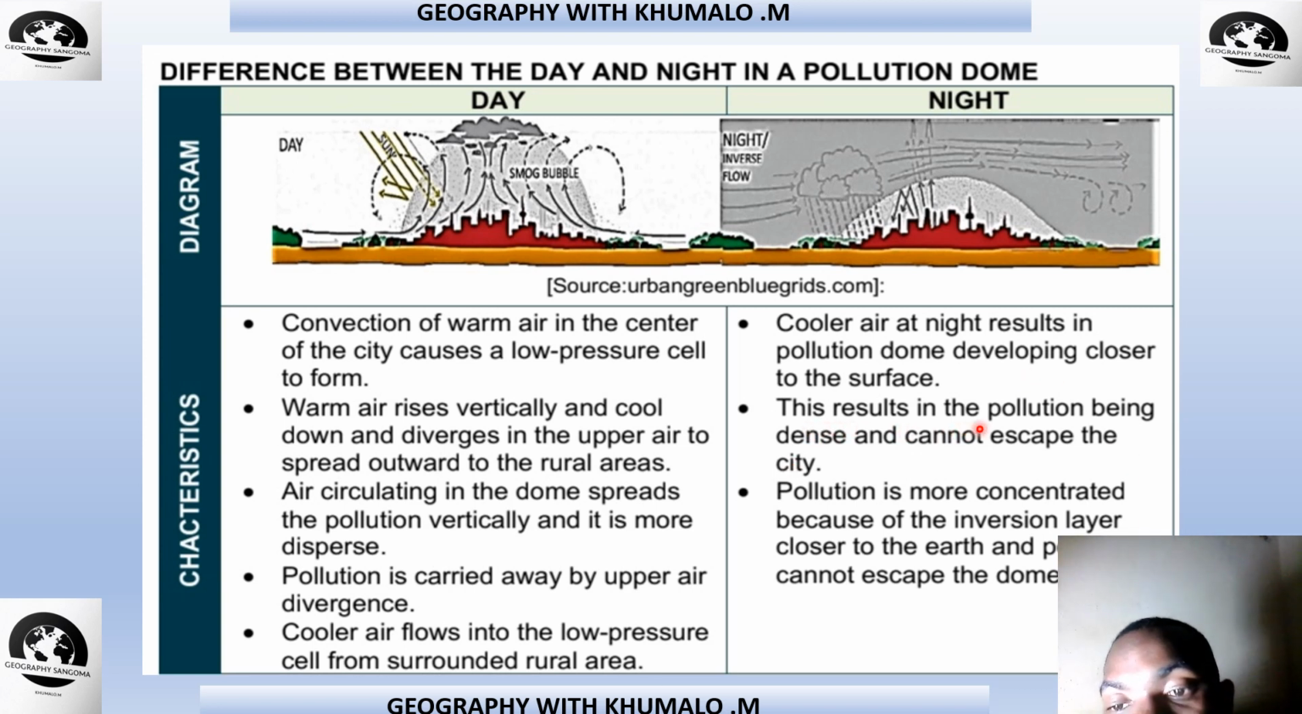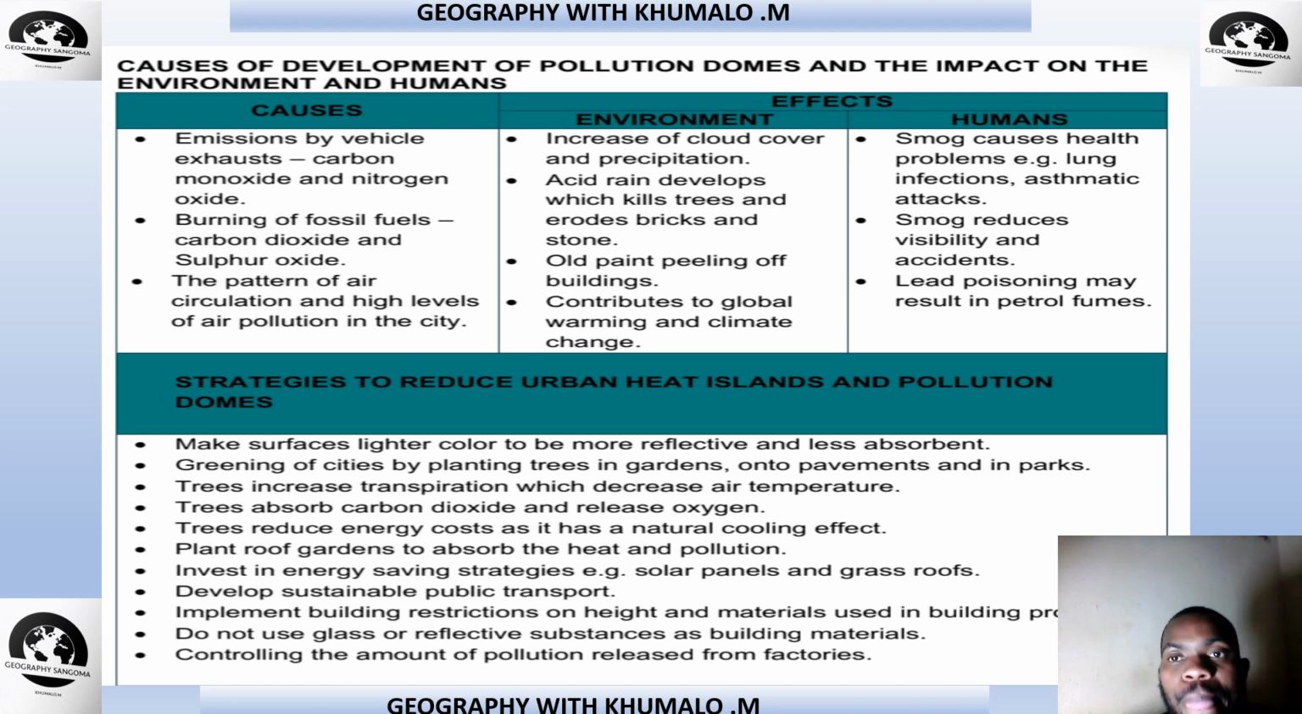This results in the pollution being dense and unable to escape the city. Pollution is more concentrated because the inversion layer is closer to the earth, and pollution cannot escape the dome. So since the pollution cannot escape the dome, we are going to inhale that pollution and get diseases, sickness conditions like asthma attacks.